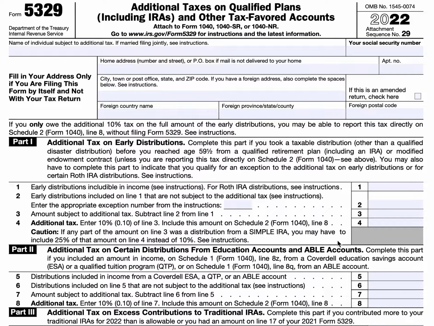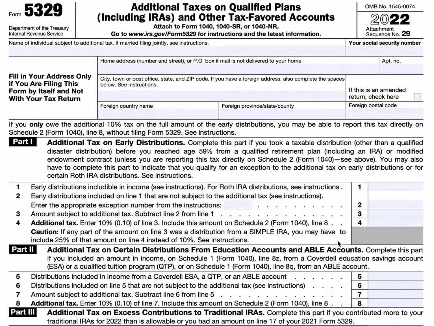2. You received a distribution subject to the tax on early distributions from a qualified retirement plan. However, if distribution code 1 is shown correctly in box 7 of all Forms 1099-R and you owe the additional tax on the full amount for each Form 1099-R, you do not have to file 5329. Instead, follow the instructions for Schedule 2, line 8, and the instructions for Form 1040, or the instructions for Form 1040-NR.